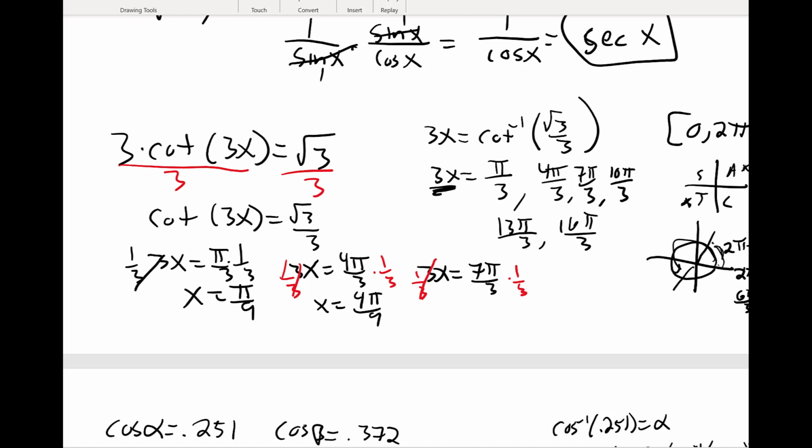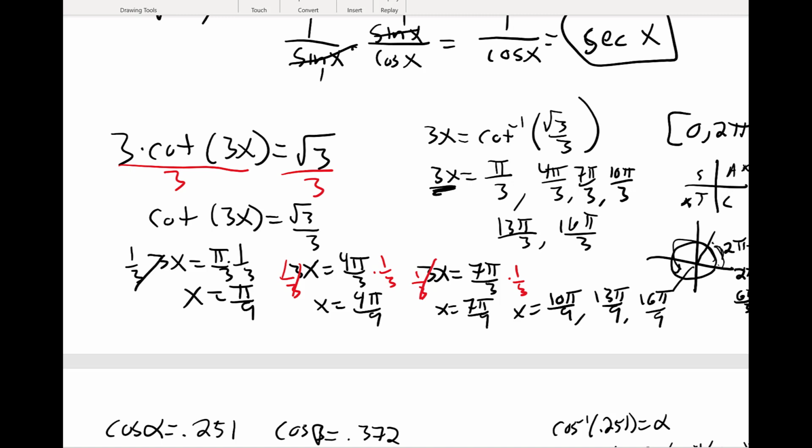X would be, you see a pattern yet? 7 pi over 9. And by the same process, we'll have x equals 10 pi over 9, 13 pi over 9, and 16 pi over 9. So that should give us all the values.